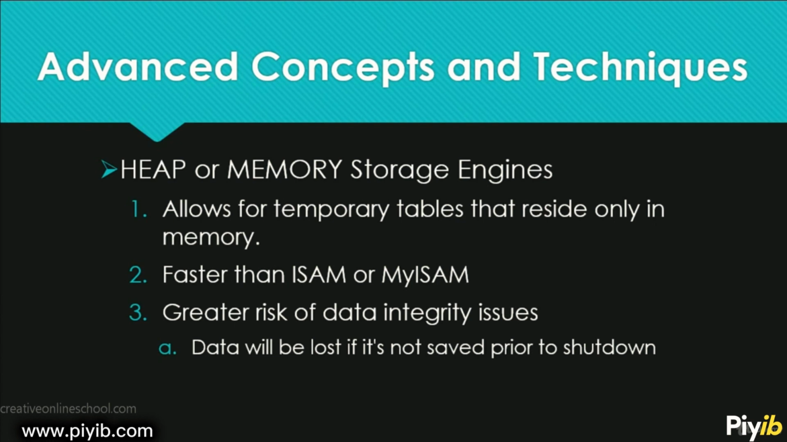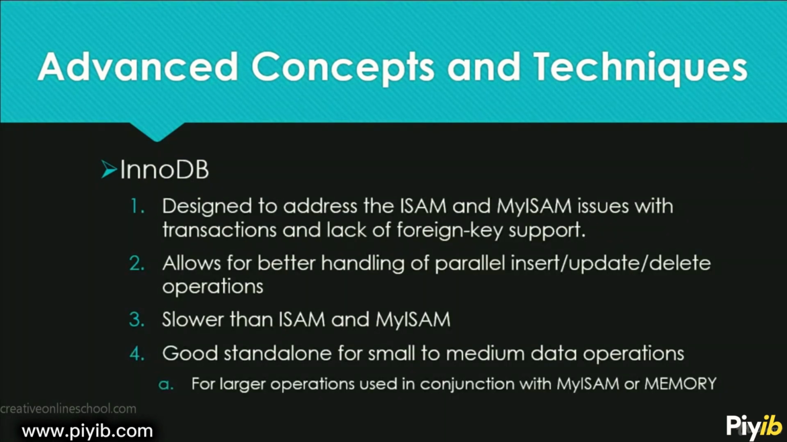The last storage engine I'm going to talk about, and the one you may remember us selecting earlier in our databases, is called InnoDB. It was designed to address the ISAM and MyISAM issues with their transactions and their lack of foreign key support. This allows for better handling of parallel insert, updates and deletes, so they're not likely to interfere with each other. However, it's slower than ISAM and MyISAM when it comes to doing select statements.